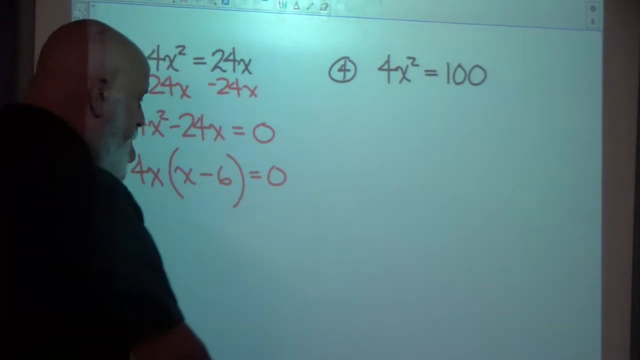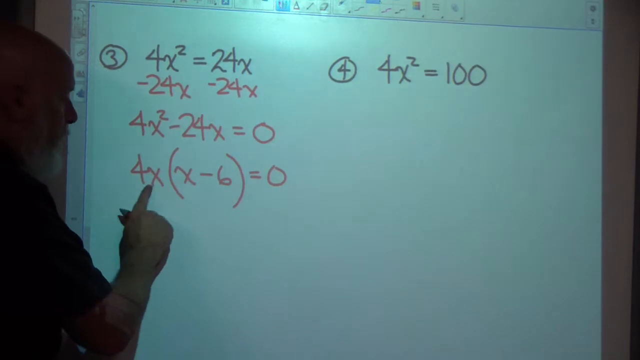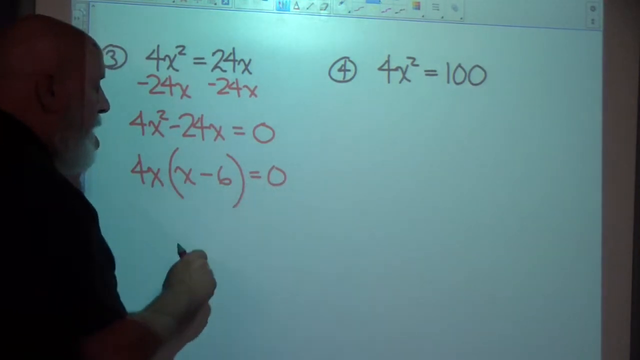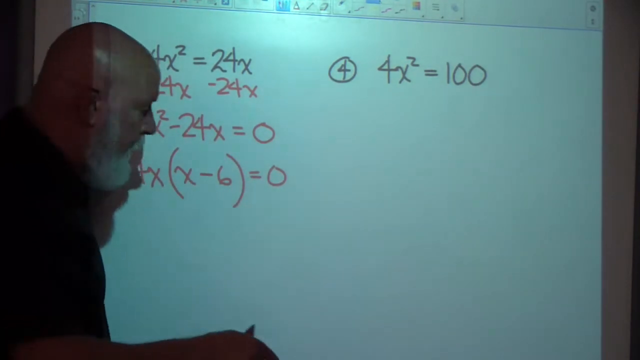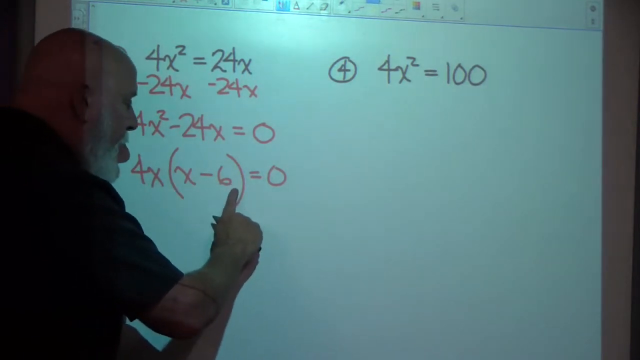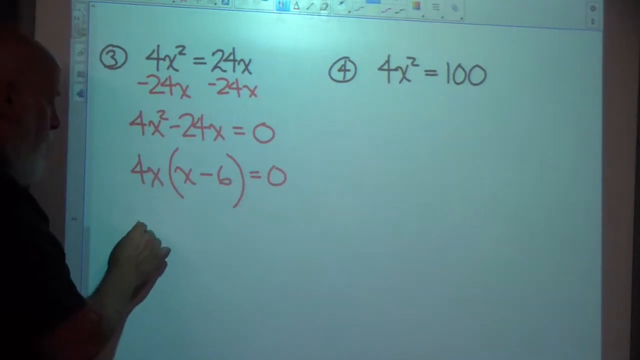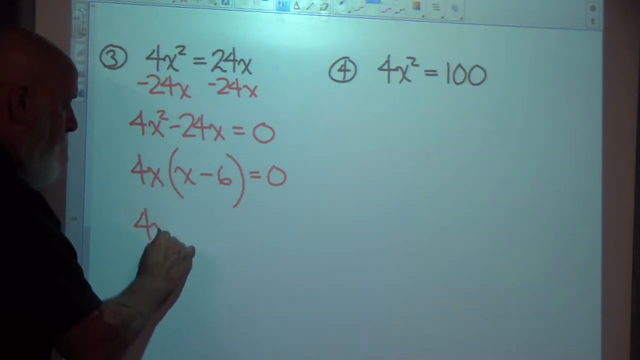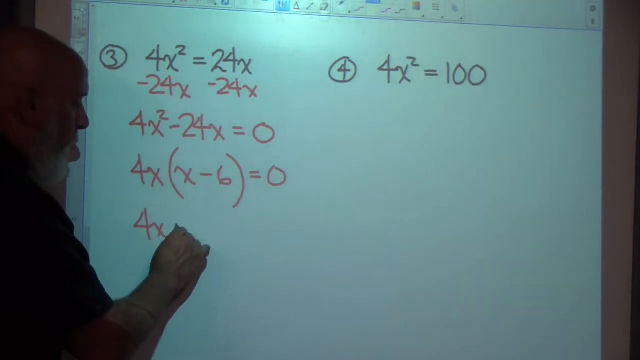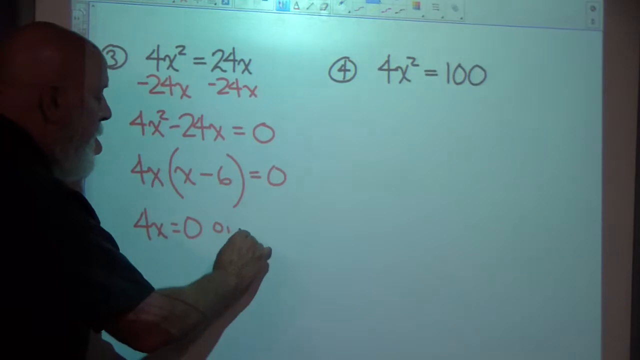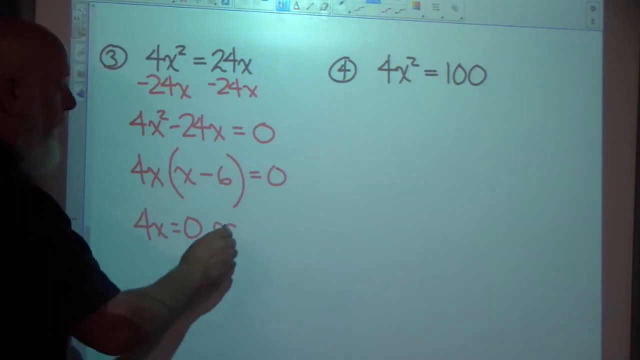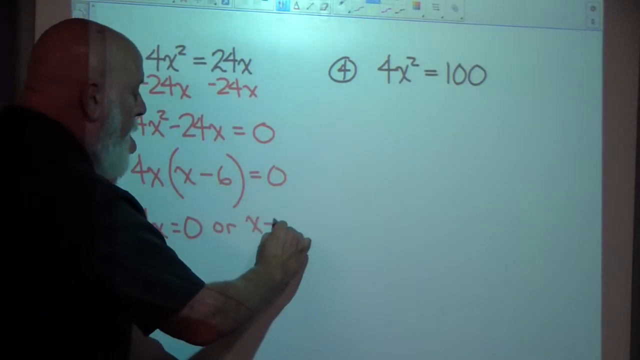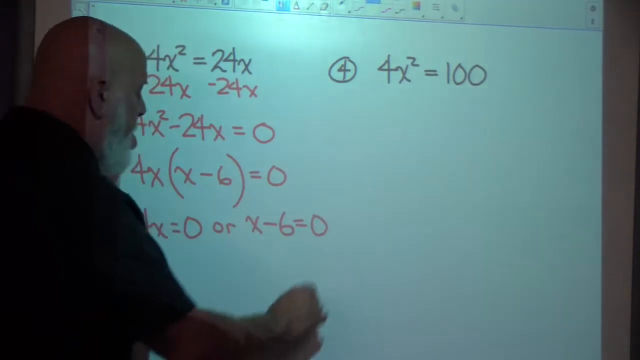Now I'm going to employ the zero product property. If this little chunk times this big chunk is equal to 0, and these little chunks are actually called factors, then either this little one is 0, and it could be because that's an x, right? Or this is not a constant, it's a variable term. X minus 6 is equal to 0.